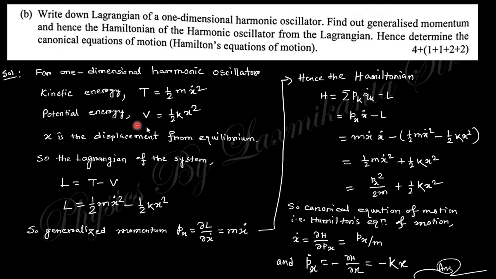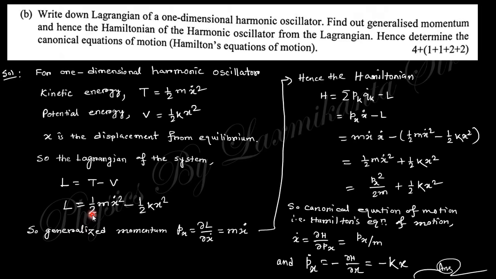Then the potential energy is nothing but 1 by 2 k x square in the case of simple harmonic motion, the harmonic oscillator. So by the definition, the Lagrangian of the system is L equals T minus V. T is the kinetic energy, which is half m x dot square, and V is the potential energy, which is half k x square. So this is the Lagrangian of this system.